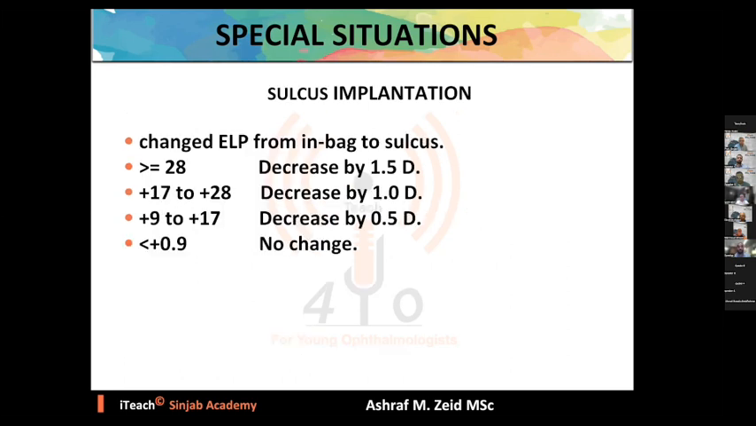Regarding sulcus implantation, the effective lens position changes from the bag into the sulcus. If it's above 22, you decrease it by 1.5 diopter. If it's from 17 to 28, you decrease it by only 1. From 9 to 17, decrease it by 0.5. If it's below 0.9, you don't change it.